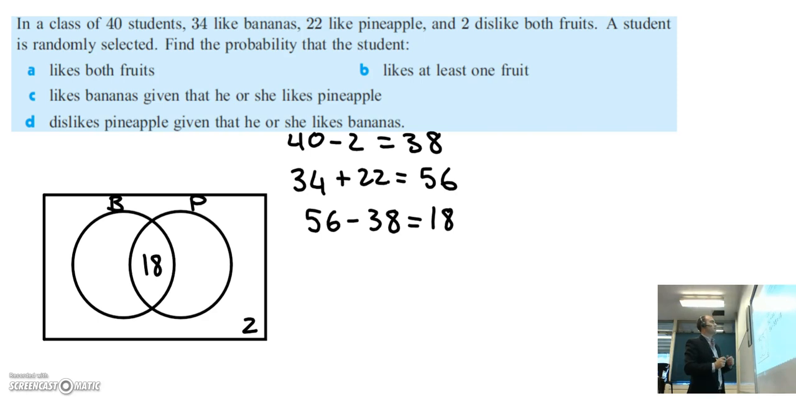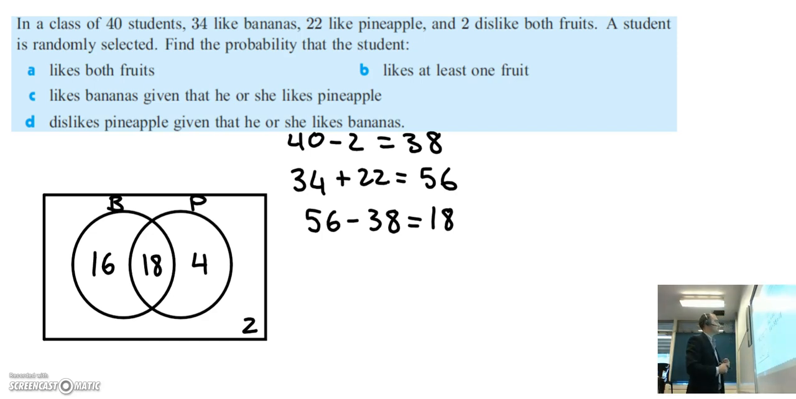Which means if I look at the ones that like bananas, there are 34 in total, so 16 and 18 gives me 34. And then the 22 that like pineapple, well 18 and 4 will give me 22. Just to double check that there are only 40 students in there, I'm going to add everything together. So 18 and 2 gives me 20, plus 16 is 36, plus the 4 gives me 40. So I know I've accounted for all the students.